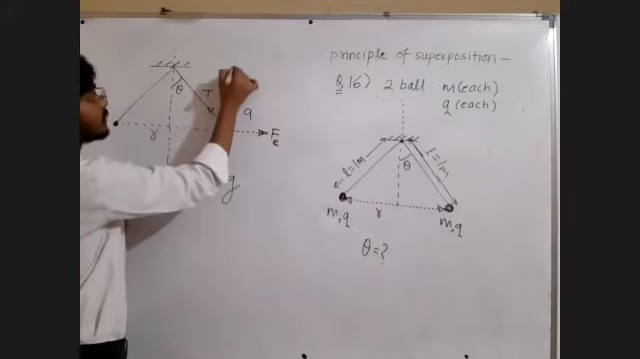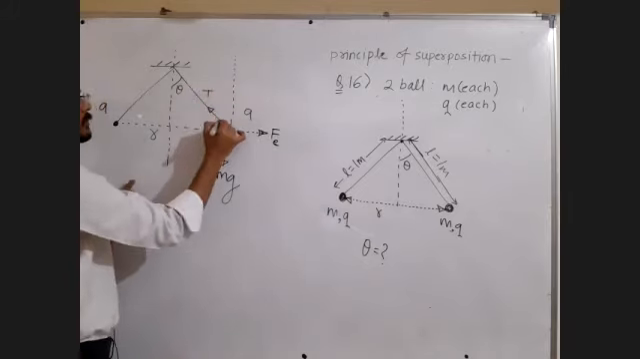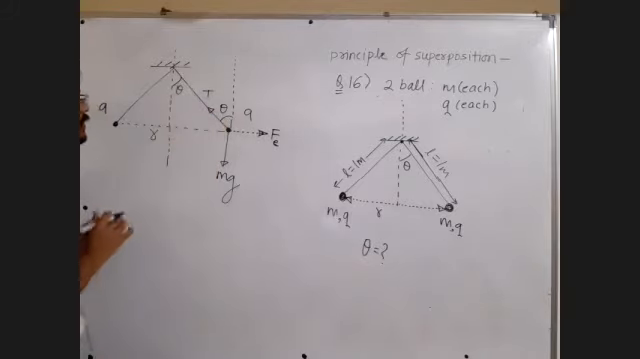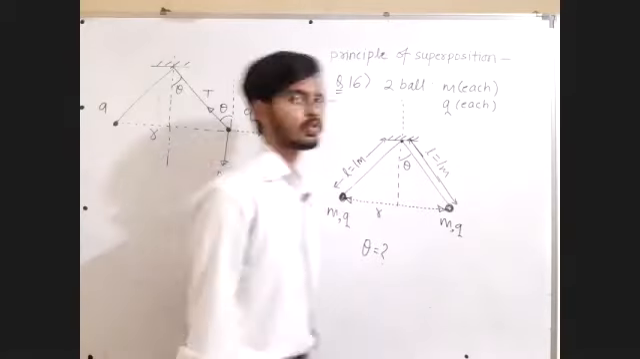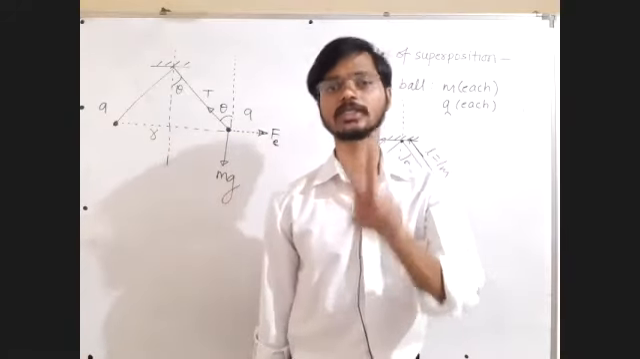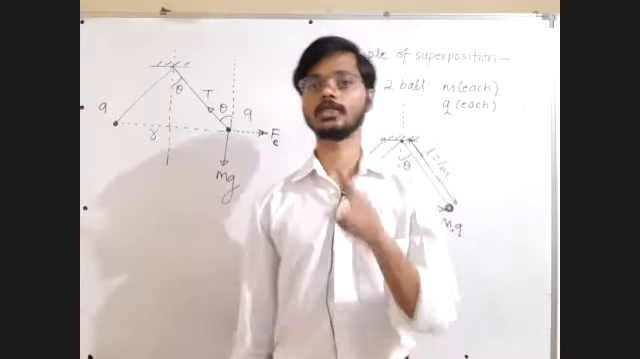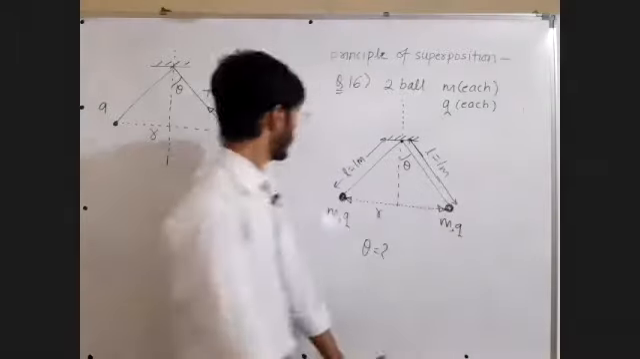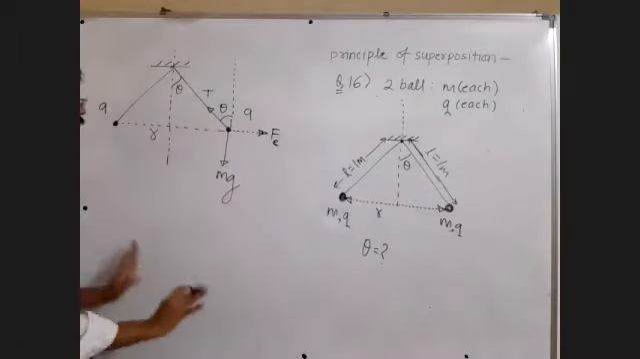If this angle is theta, then this angle, Z angles are equal. So if this angle is theta, this angle is theta. The only thing that you have to do is resolve the tension, write down two equations, and eliminate the tension. Fine, let us do that. Okay, try to understand the method.